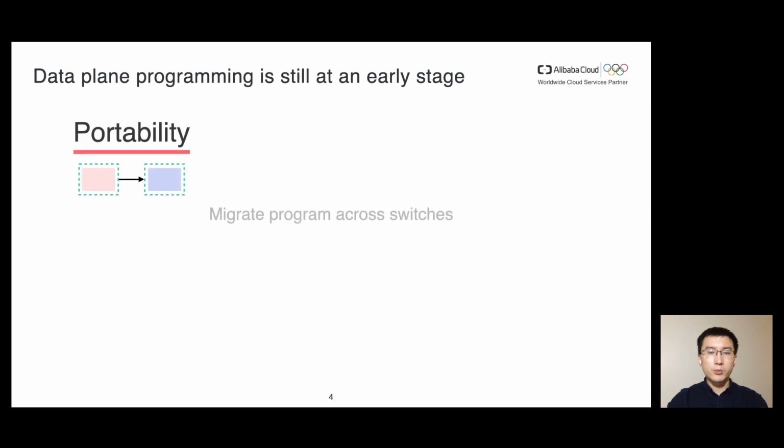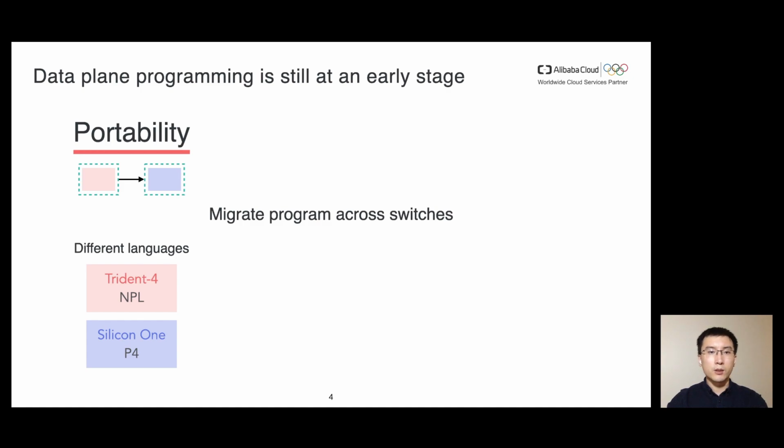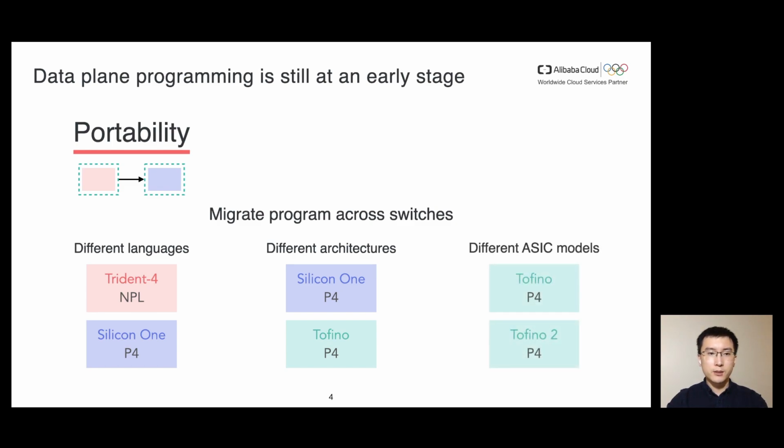The first problem is portability. Current data plane programs are tightly coupled with specific ASIC models from specific vendors. They cannot migrate across different programming languages, such as Trojan 4 supports NPL, while Silicon 1 supports P4. They also cannot migrate across different chip architectures with the same language support, such as Silicon 1 and Tofino, and sometimes cannot migrate between different models by the same vendor, such as Tofino and Tofino 2. As a result, programmers are required to be proficient in all the data plane languages and all the varying architectures and resource constraints of different ASICs.